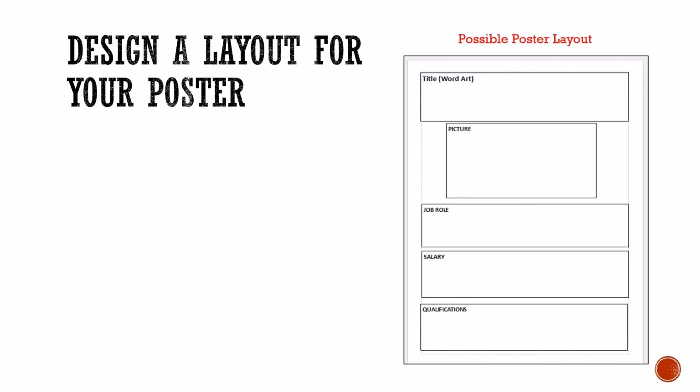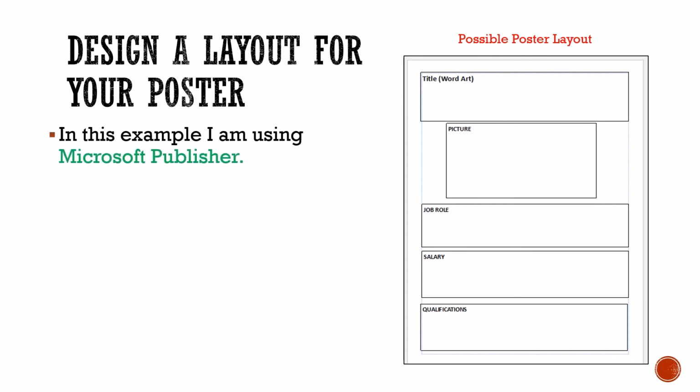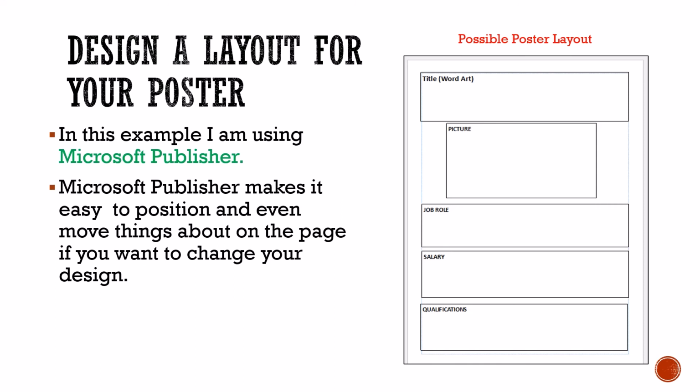Okay, so design a layout for your poster. This is a possible poster layout. What I've done here is put in several text boxes in Publisher, and I have put in a title in WordArt, a little picture, job role, salary and qualifications. Microsoft Publisher makes it easy to position and even move things about on the page if you want to change your design, because it's working with text boxes. So I could put my title anywhere on the page, put a picture anywhere on the page, and the same for job role, salary and qualifications. But you might also just use Microsoft Word, maybe it makes it easier for you.